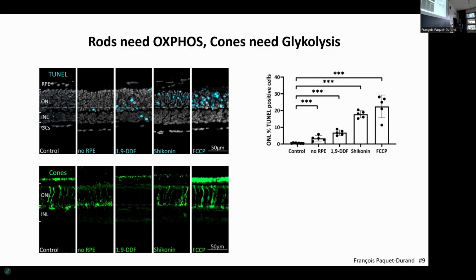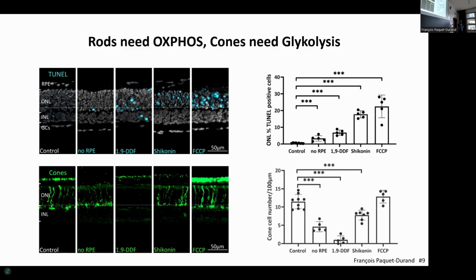Here we use a cone arrestin-3 label to quantify all the cones that there are, and we count the number of cones per 100 micrometers of retinal circumference. If we do this quantification, we see that under control conditions, we have a certain number of cones. If we take away the RPE, the cone number decreases, so that affects cones. If we block glucose import, blocking glucose transporter 1, that is really bad for cones because it basically kills them all. Blocking glycolysis, curiously, doesn't do so much, and blocking oxidative phosphorylation doesn't do anything to the cones.